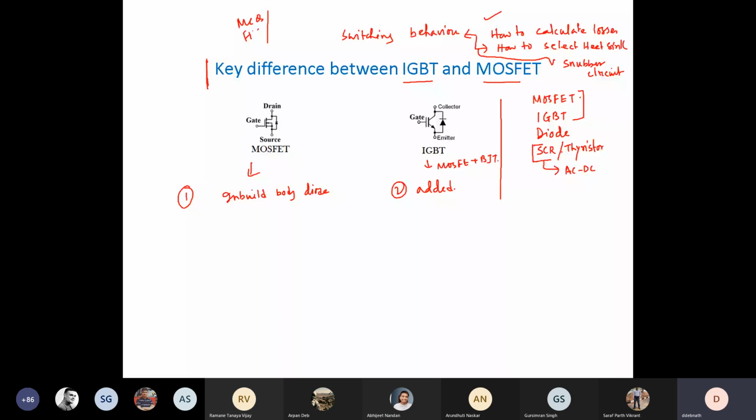Another difference could be that generally its switching frequency will be much higher. You can go maybe 100, 200 kilohertz also. But application wise, typically this will be less than 25 kilohertz in most of the applications.